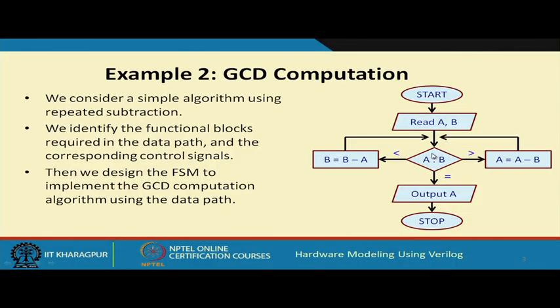depending on whether A is less than B or greater than B, one of them will be coming to the input of the subtractor. And finally, to carry out the comparison, you need some kind of a comparator. You need a comparator circuit also, and of course, lastly you have to output the value.